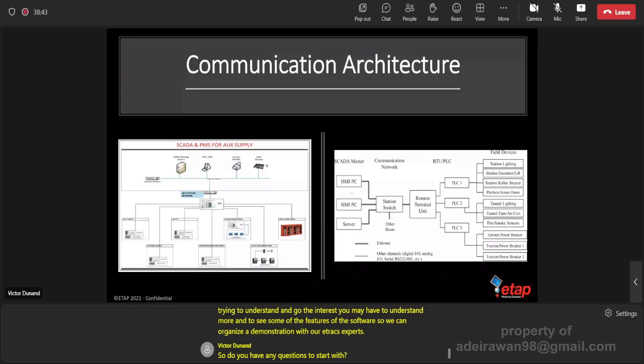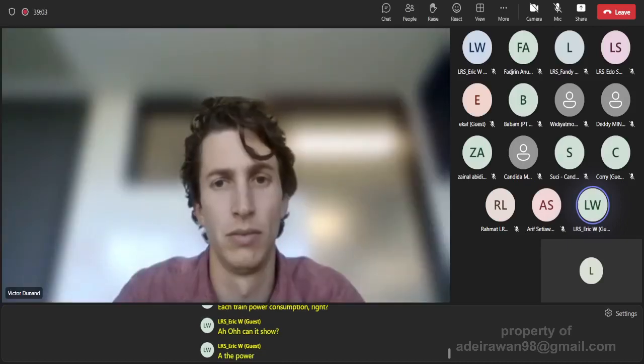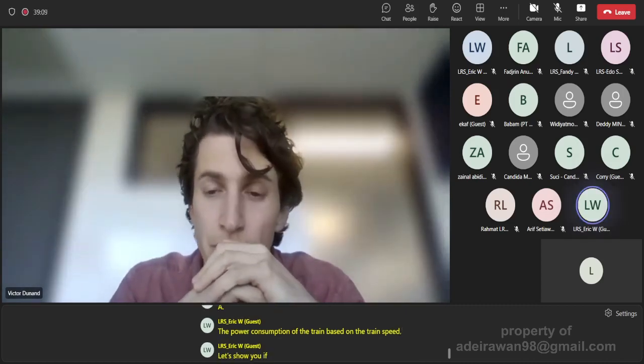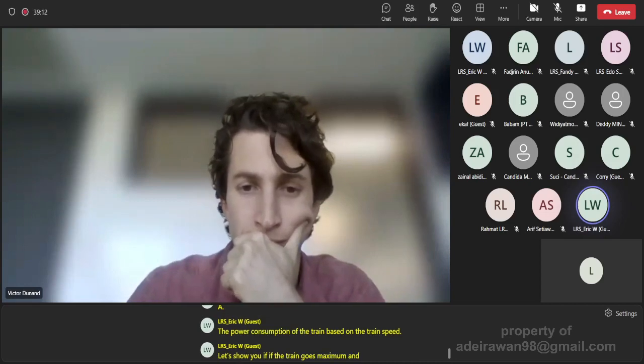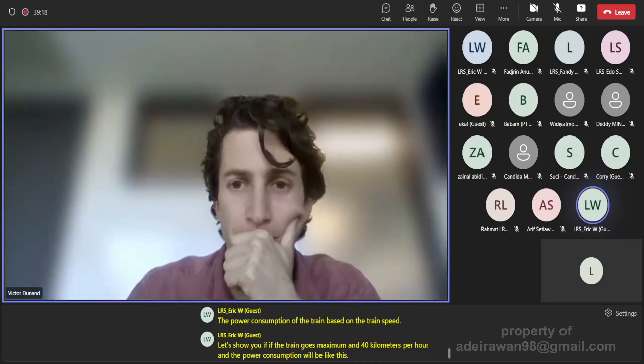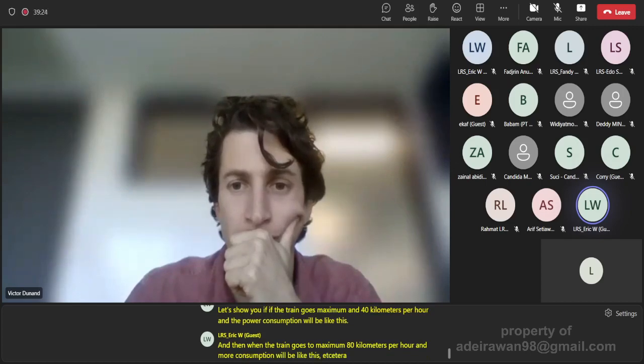In your slide, I see that there is a report for each train's power consumption, right? Can it show the power consumption of the train based on the train speed? Let's say if the train goes at a maximum of 40 kilometers per hour, the power consumption will be like this, and when the train goes at a maximum of 80 kilometers per hour, the power consumption will be like this, etc.